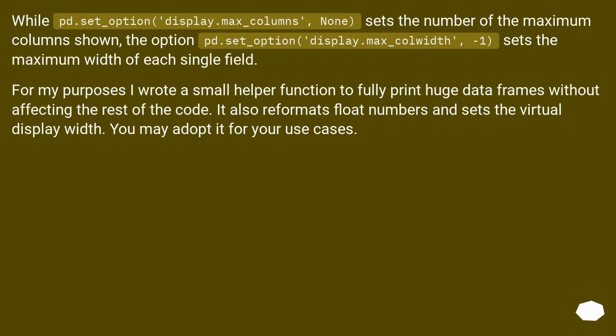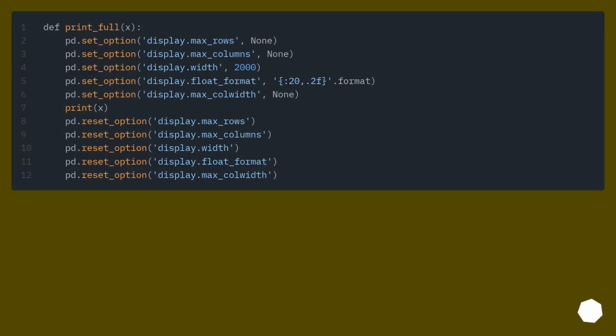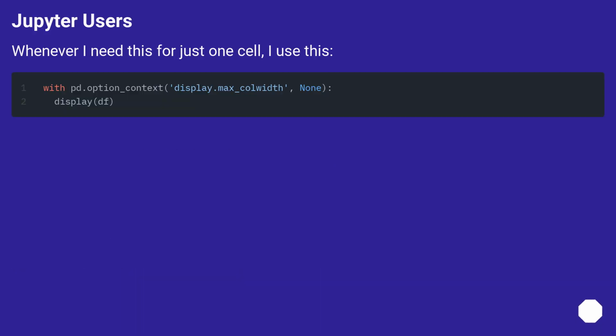For my purposes, I wrote a small helper function to fully print huge data frames without affecting the rest of the code. It also reformats float numbers and sets the virtual display width. You may adopt it for your use cases. For Jupyter users: whenever I need this for just one cell, I use this.